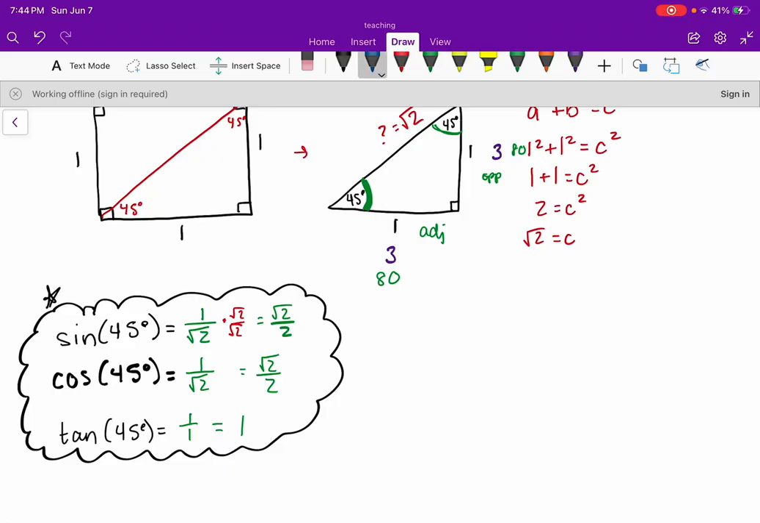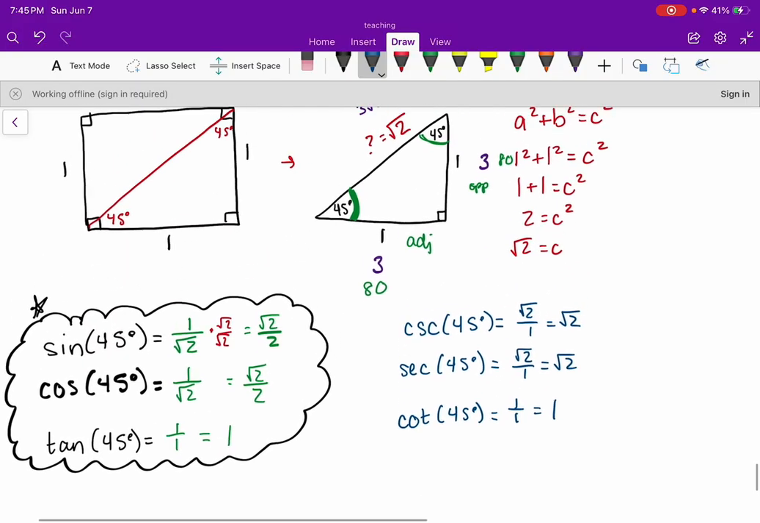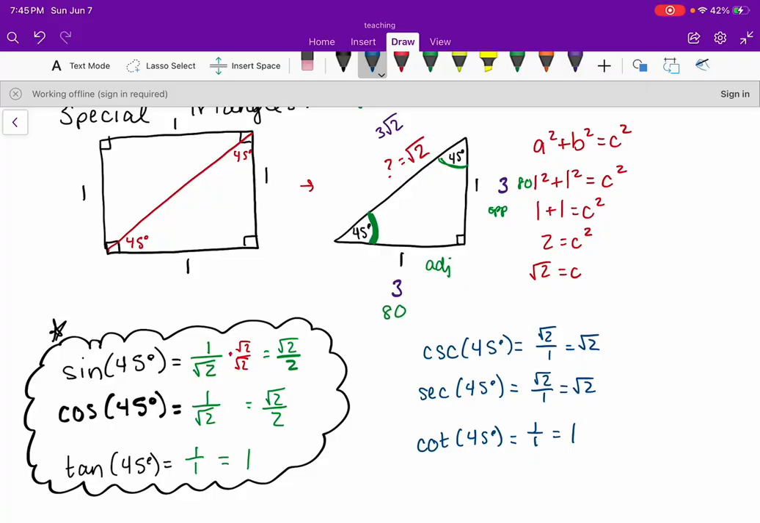Now, if we go ahead and look at the reciprocal functions as well, cosecant of 45 degrees would be root 2 over 1, or just root 2. Secant of 45 degrees would be root 2 over 1, or just root 2. Cotangent of 45 degrees would be 1 over 1, so just 1. I don't think it's necessary to memorize those, because as long as you know sine, cosine, and tangent, you can always know that the reciprocal functions are just the flip of that. So it's not really necessary to have them memorized. So this is the 45, 45, 90 triangle.